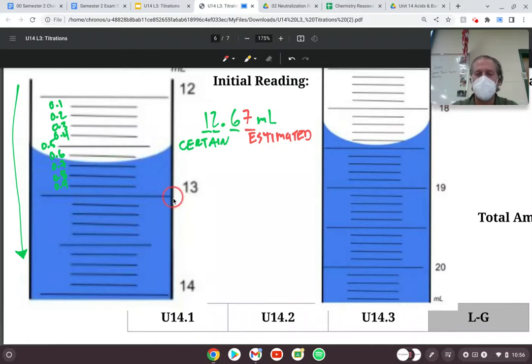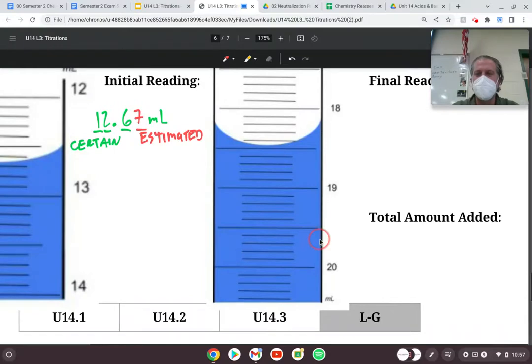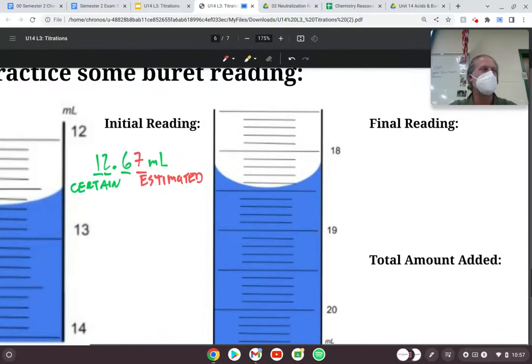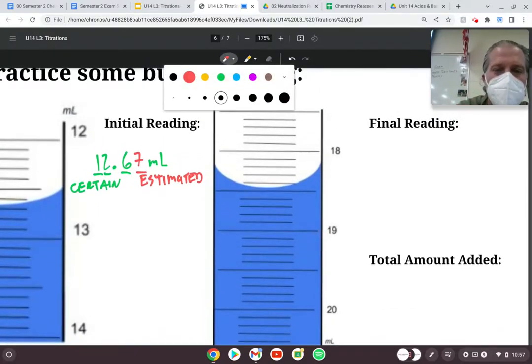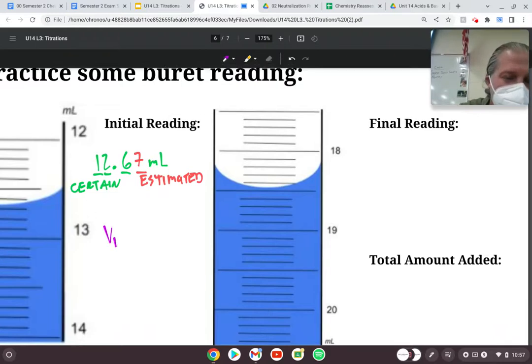So the next part of this slide is the final reading portion. At this point, we have an initial volume right here. Okay, so that's the initial volume that we collected. That's where the burette was at before we added any solution from it to our setup. Now, I'd like you to take a second and read the final reading here on your own. So go ahead and take a second or 15 and actually read this burette.